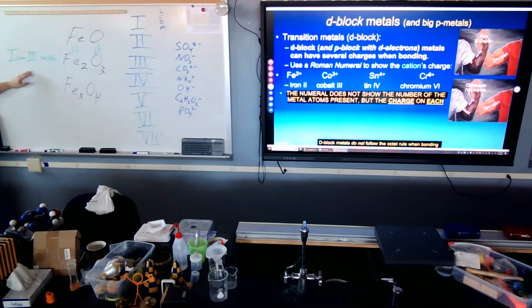So that doesn't tell you there's 3 irons. It tells you each iron is +3. Is that how you say it? Like you say one, and one tri- still? You say iron 3 oxide, iron 1 oxide, chromium 6 nitrate.